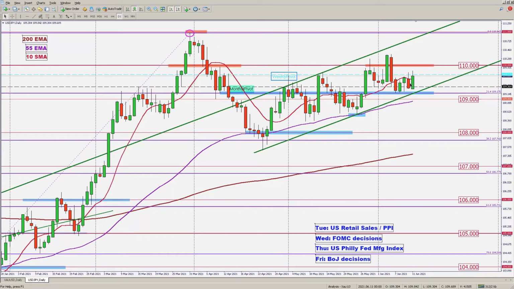So it has been consolidating for most of the week, last week. Let's see whether it's able to continue higher, and it needs to break through the 110 to make any significant advance. If it does drop below the monthly pivot, then there still is a key support at the 109 because of the rising 55 EMA coming up as well. So that's going to be a critical support level.